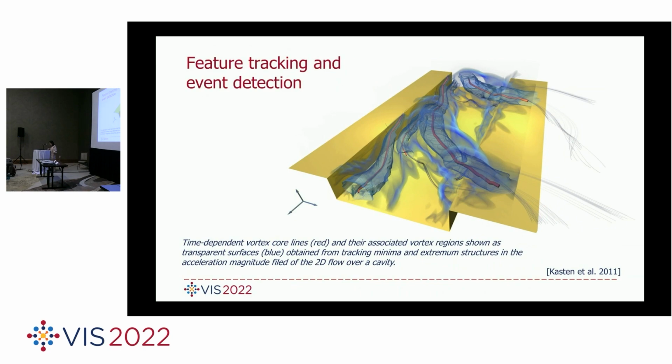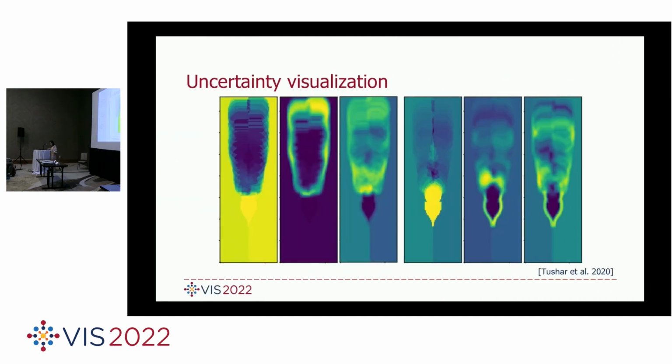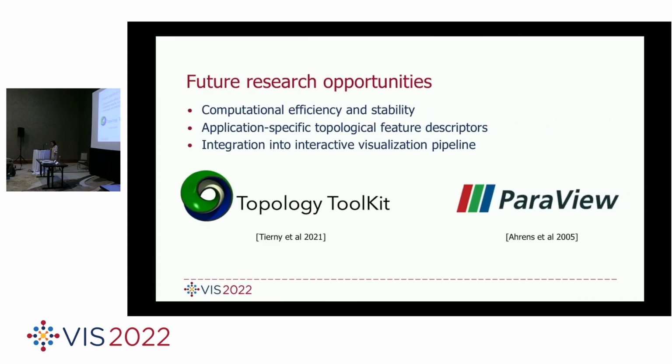So I'm going to skip the rest of those nice examples of shape matching, data segmentation, feature tracking, such as tracking of vortex cores, feature tracking of viscous fingers, and so on. But looking ahead, I think there are a lot of interesting research opportunities in terms of computational efficiency and stability of those topological structures, application-specific feature descriptors, and of course, integration of those techniques into interactive visualization pipelines.